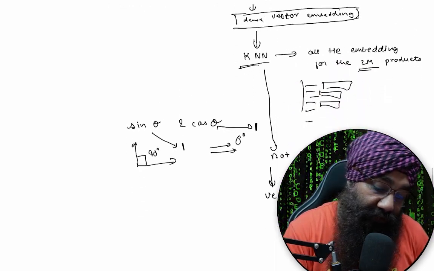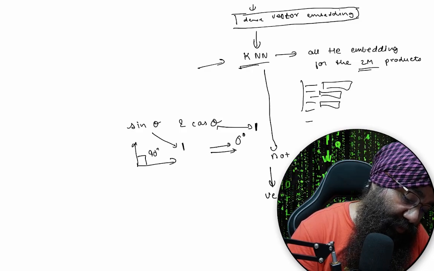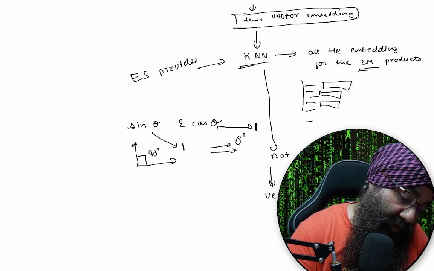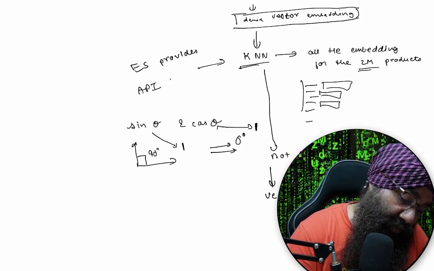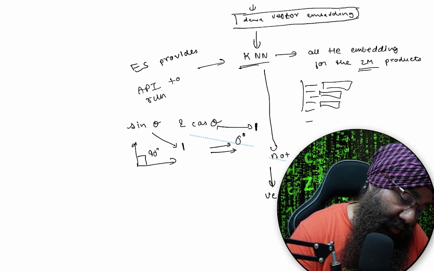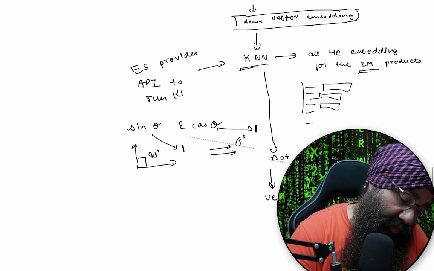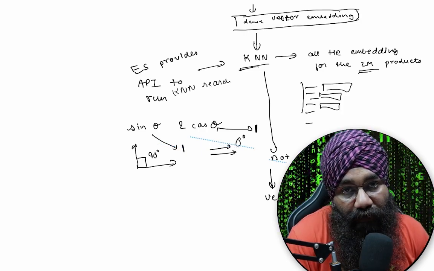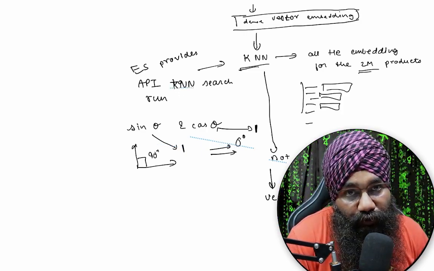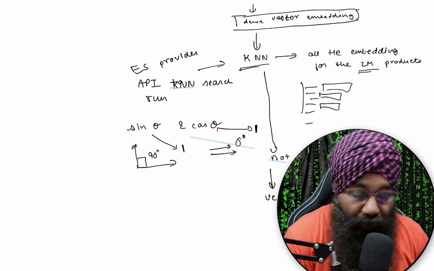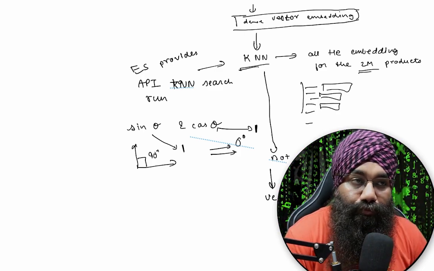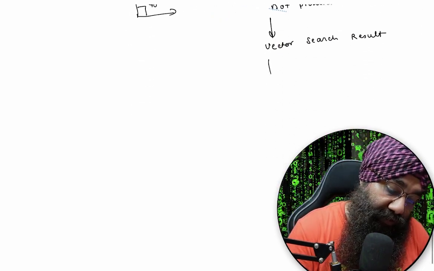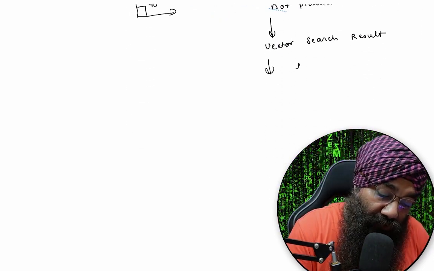Okay, so you are running this on Elasticsearch, and Elasticsearch provides an API for running this KNN search. Whether you are using Python or Java, Elasticsearch provides an API for both of them. So you can run a KNN search on your embeddings based on your input query embedding, and it will give you the most matching results, and it will also give you a score.